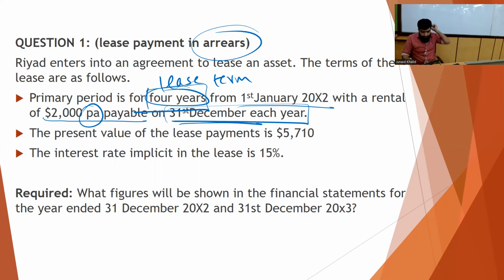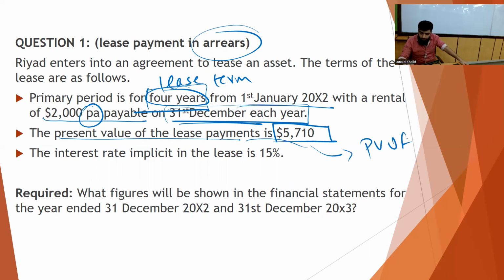Okay. The second clause is, the present value of the lease payment is 5710. It means the examiner has already provided you with the present value of the lease liability. But remember, lease liability has multiple components. Number one, the fixed rentals. Number two, the guaranteed residual value.